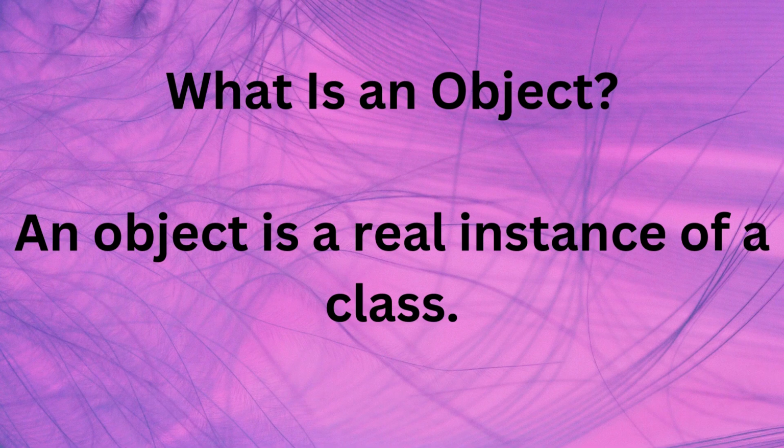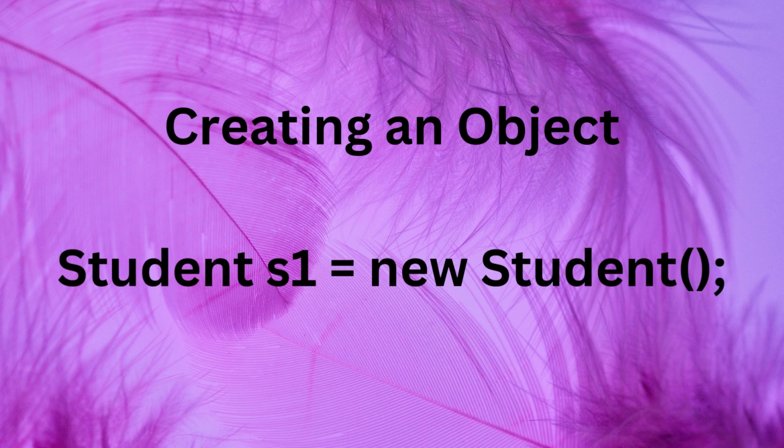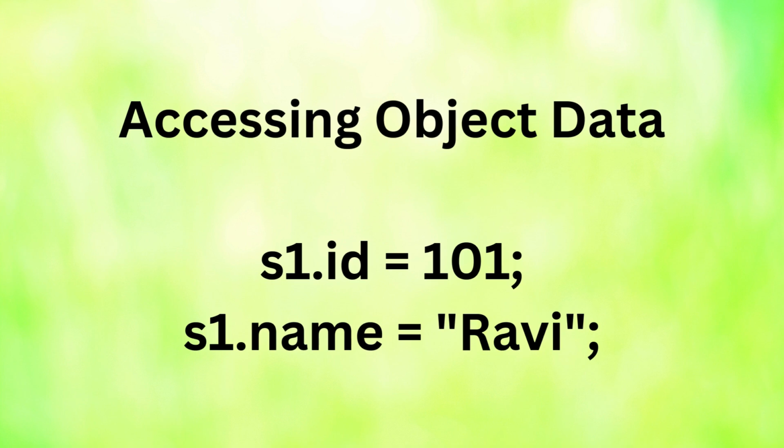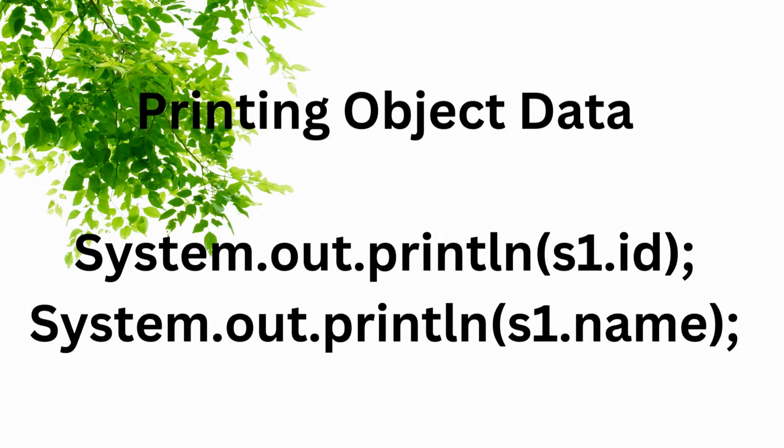Next, what is an object? An object is a real instance of a class. When we create an object, memory is allocated. Using the student class, we can create objects like student1, student2, and so on. To create an object, we use the new keyword. Once the object is created, we can access and modify its data using the dot operator.